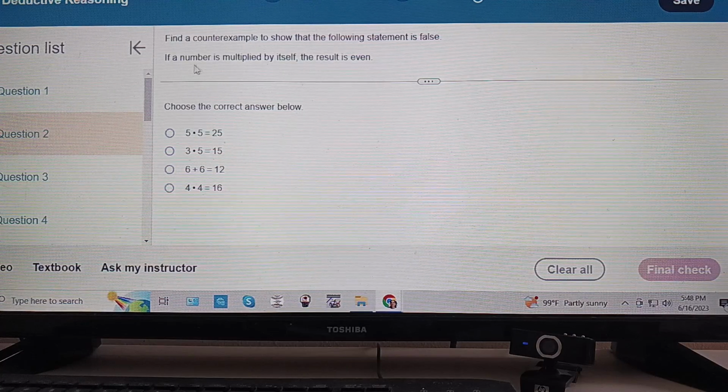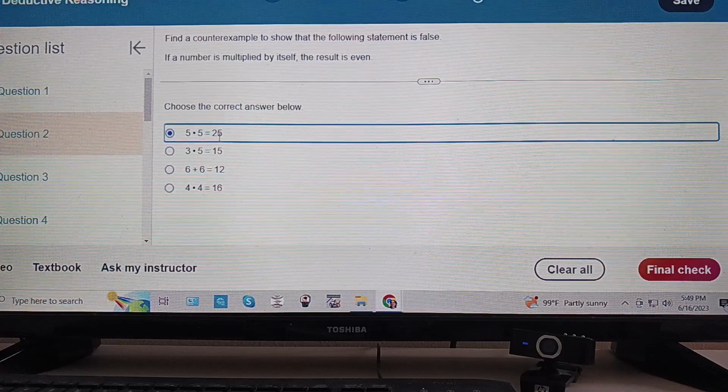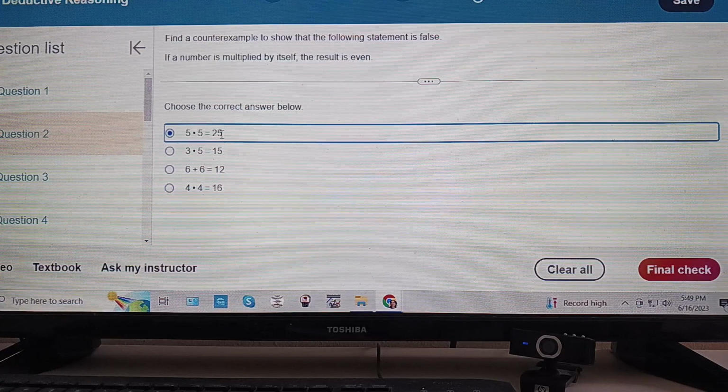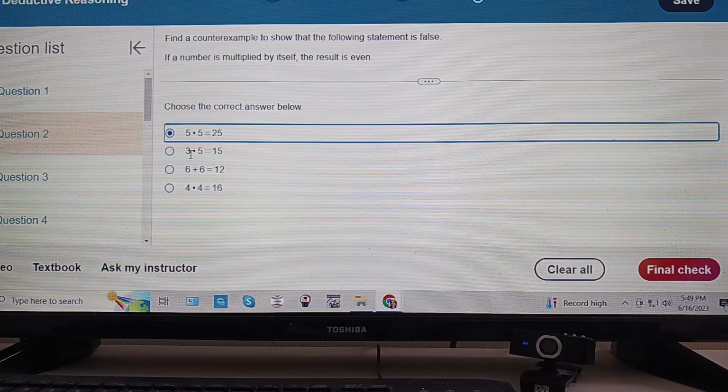But if a number is multiplied by itself, so 5 times 5 equals 25, that's a number multiplied to itself. But I didn't get an even. I got an odd answer. So that proves it false because I found one example that proved it false. And the answer is not B. This is not like the previous one where you want to check all that apply. This is a regular multiple choice question.